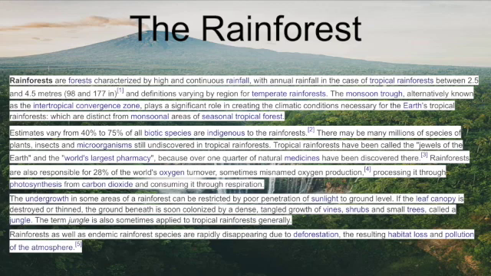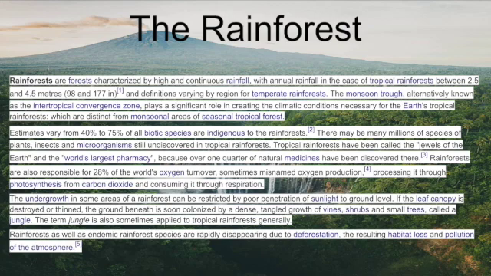As a review, I wanted to go through what my PowerPoint project was for my ecosystem. The ecosystem I chose was the rainforest. I gave a little bit of information about the rainforest, to include that rainforests are characterized by high and continuous rainfall, with annual rainfall in the case of tropical rainforest between 2.5 and 4.5 meters. So that's a lot. That's 98 to 177 inches. And definitions vary by region for temperate rainforests.